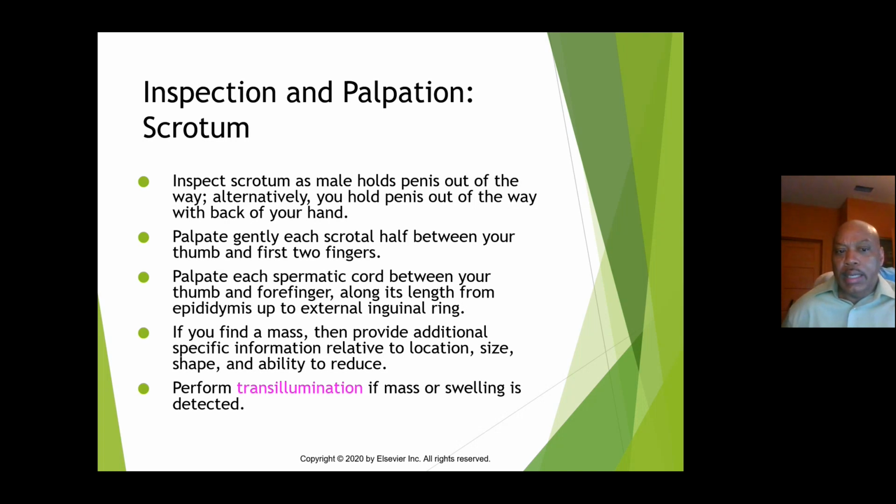Now, it is not unusual for asymmetry to exist when looking at the scrotal area. So asymmetry is fairly normal. The left testicle is usually a bit lower than the right testicle, or scrotal area. So don't be surprised; it's not an abnormal finding.